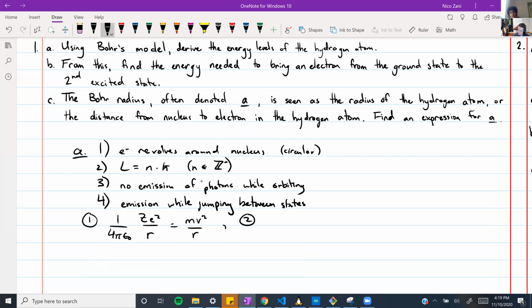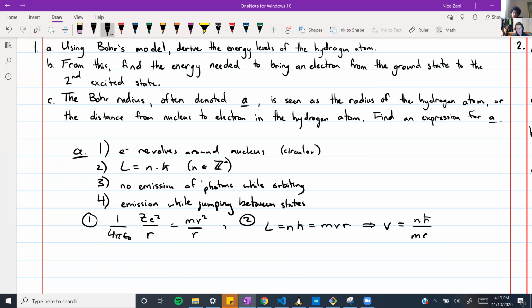Second thing is simply that L is n h bar, but that this is also equal to mvr. So we're going to change this out for v, because v is something we end up wanting a different equation for. So we say that v is then equal to n h bar over mr.